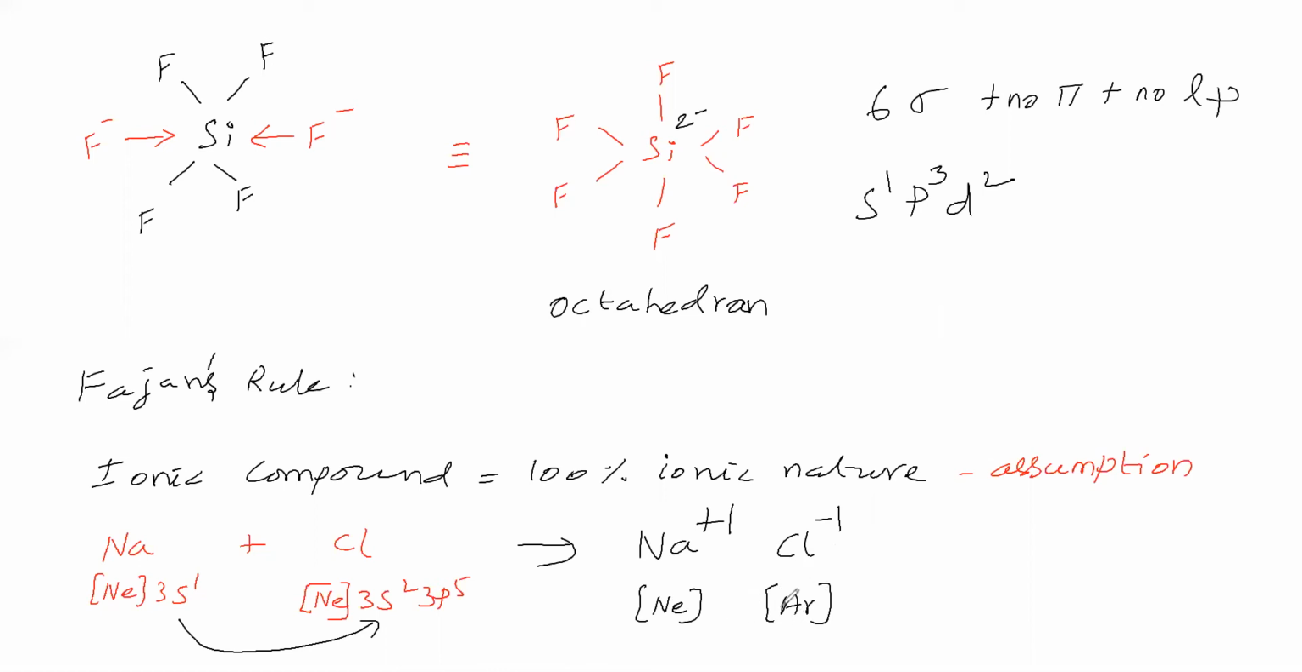Cl- configuration is argon. If the configuration of Na+ is exactly neon configuration, then only it will have +1 charge exactly. Similarly, if Cl has exactly argon configuration, then only it will have exactly -1. If sodium has perfectly +1 and Cl has perfectly -1, then the attraction between these two gives 100% ionic nature. Then it is called an ionic compound.